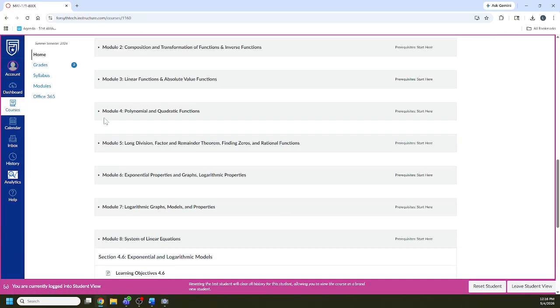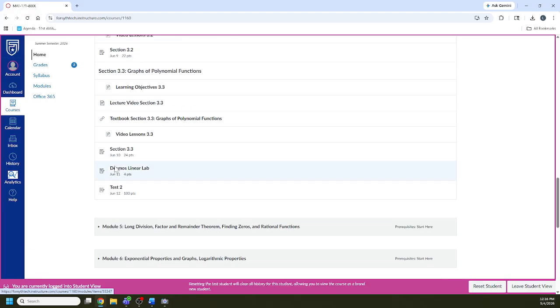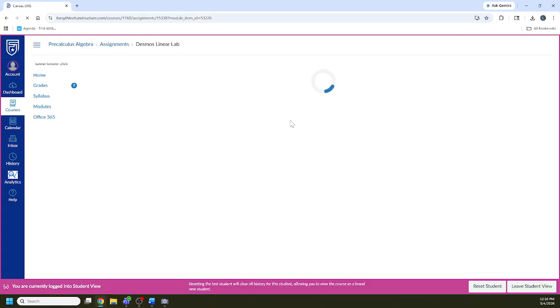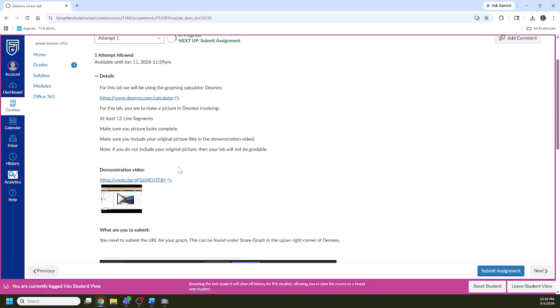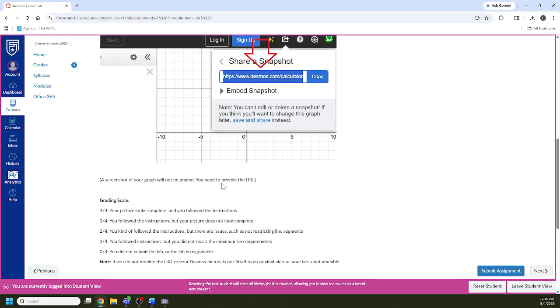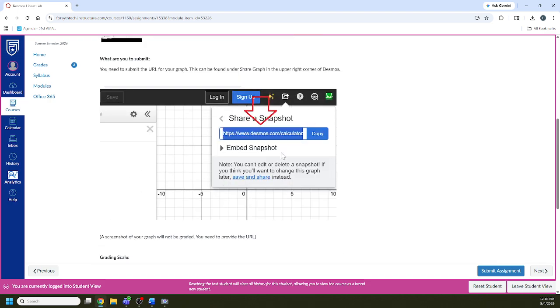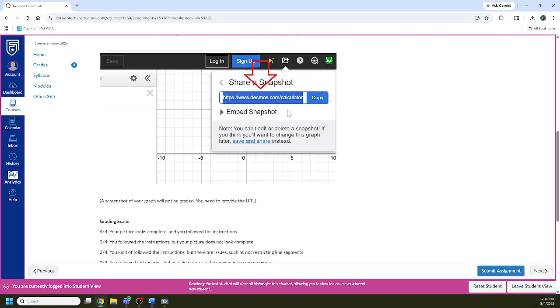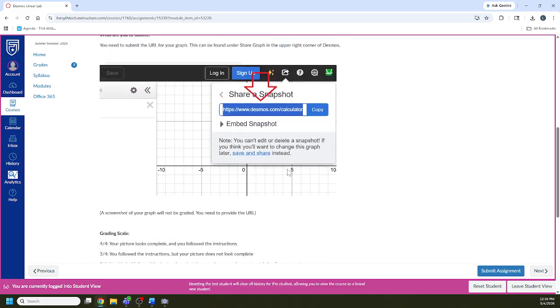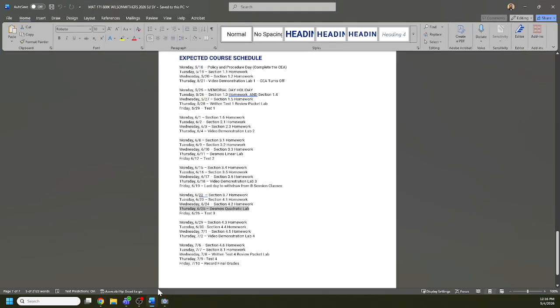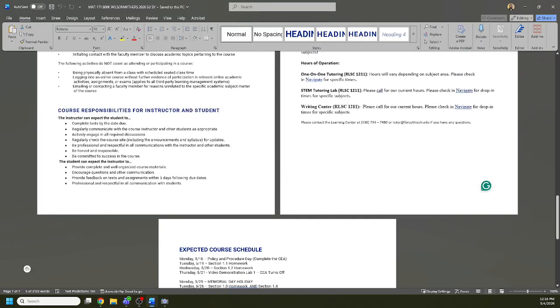In both cases, just like with the video demonstration lab, there's a demonstration video to get you an idea what I'm looking for. Oh yes, and then it tells you here, make sure you're giving me the URL and not like just a picture of your picture. I need a URL and it shows you where to find that in Desmos. Okay, that's a lot of the big headline stuff.